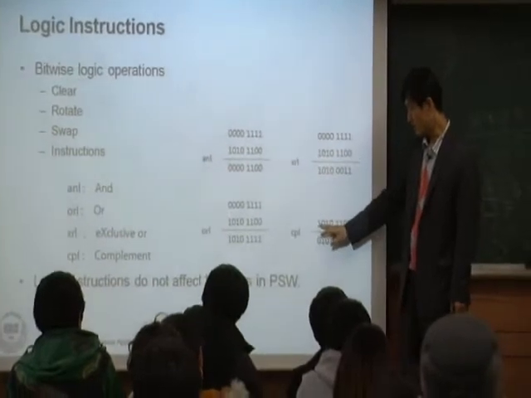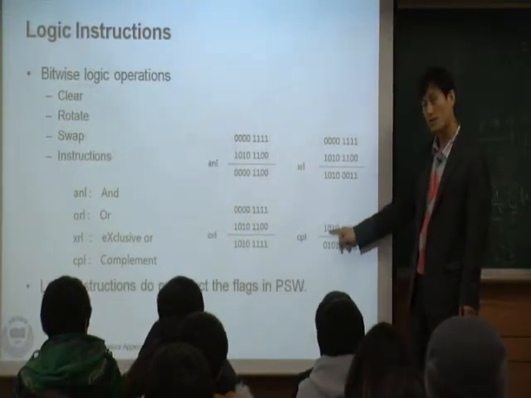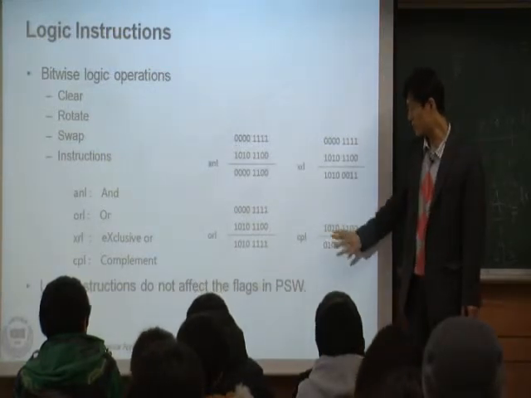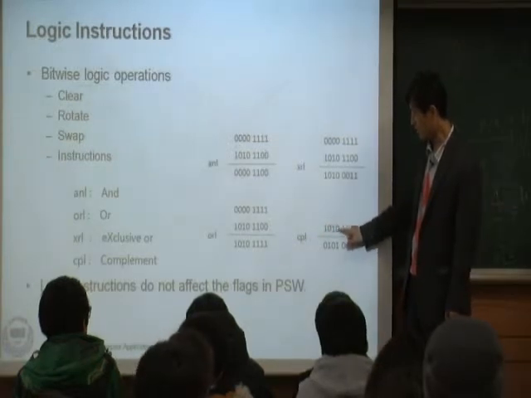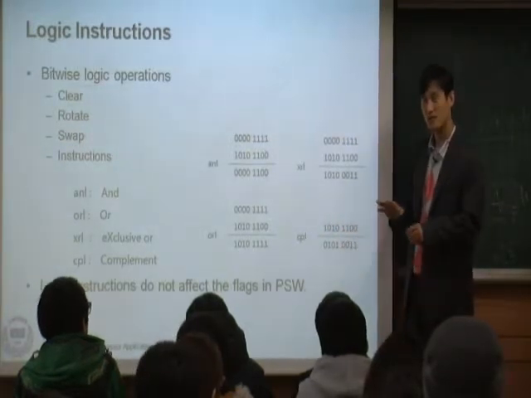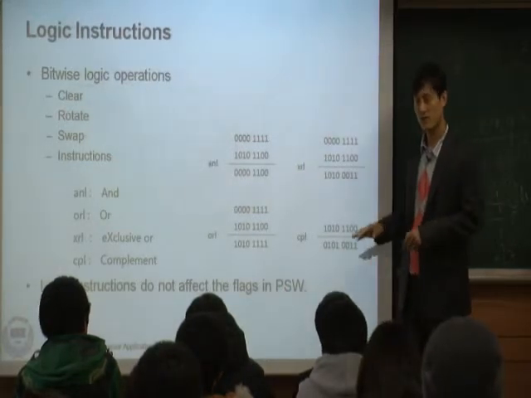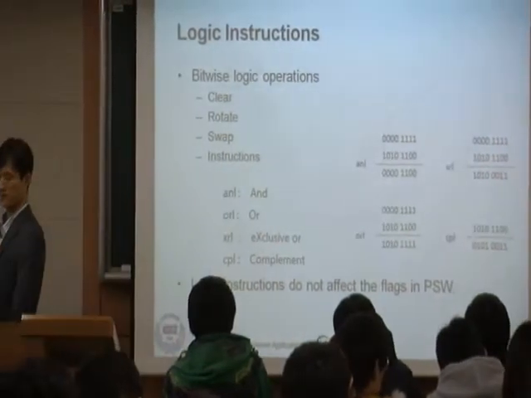So here's a case. Let's say you have all 1 values, right? And now you complement, or maybe you have all 0, then you complement, then suddenly this one becomes 1, but still, the auxiliary carry flag is not changed. This logic instruction does not change anything in PSW.